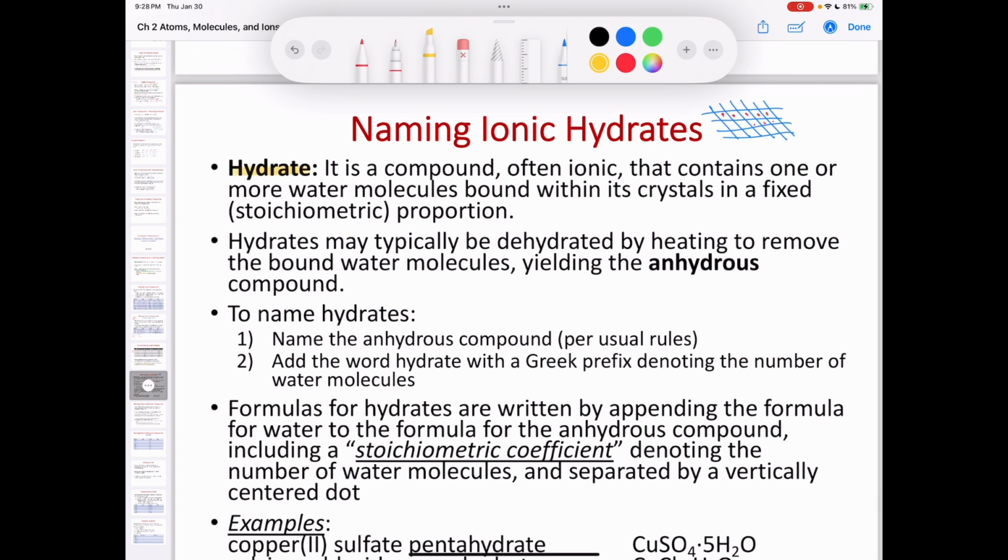But the water is always going to be present in a fixed stoichiometric proportion, meaning for every one ionic compound unit, you're going to have an integer like 1 water molecule, 2 water molecules, 3, 4, 5, and so on. If you're wondering, can you remove the water from a hydrate? The answer is yes. If you heat it up, it will remove it, and then you get an anhydrous compound.